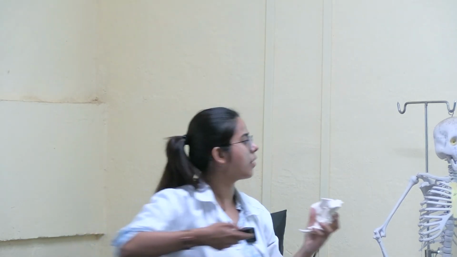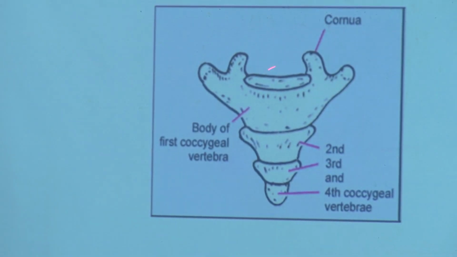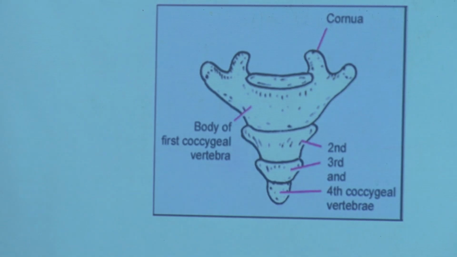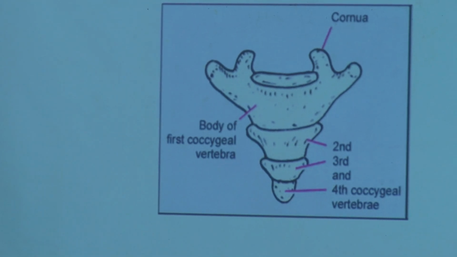Now we'll see the muscle attachments. Here you can see two projections from the coccyx, which are called the cornua. You have seen the sacral cornua, which are the inferior articular process of the fifth sacral vertebra. Similarly, in the coccyx we have the superior articular process from the first coccygeal vertebra. It will unite with the sacral cornua. These are the coccygeal cornua and these are the sacral cornua. These unite with one another through the intercornual ligaments.